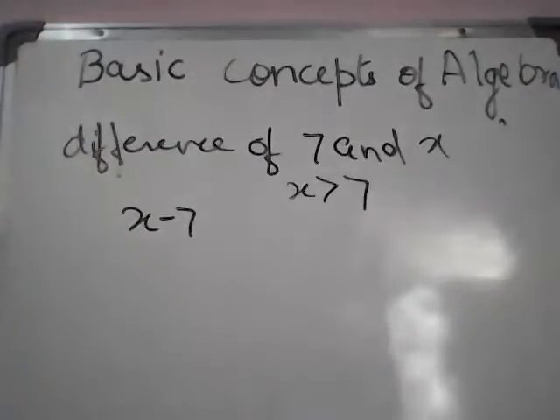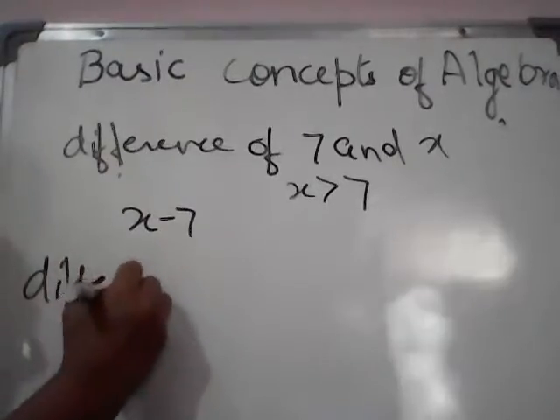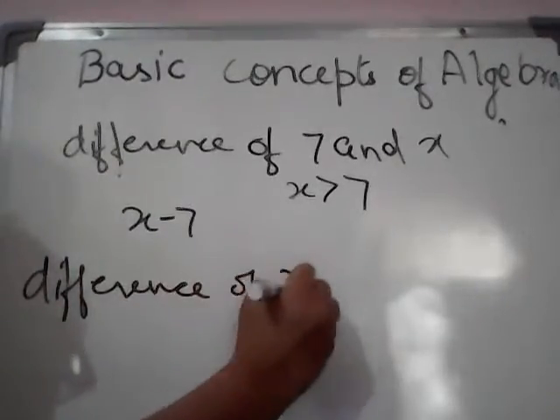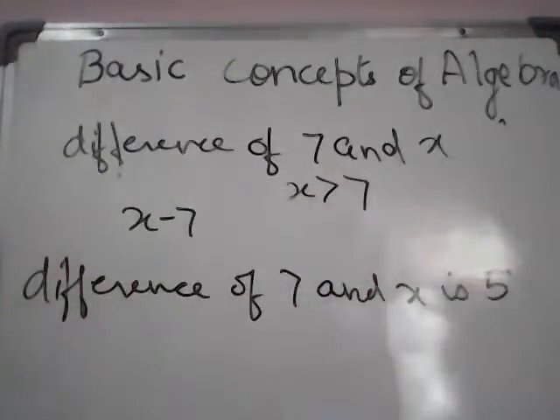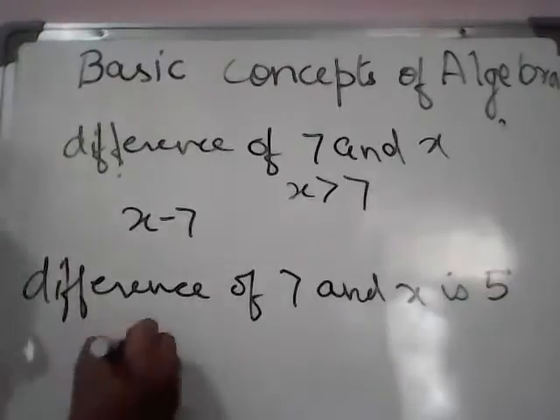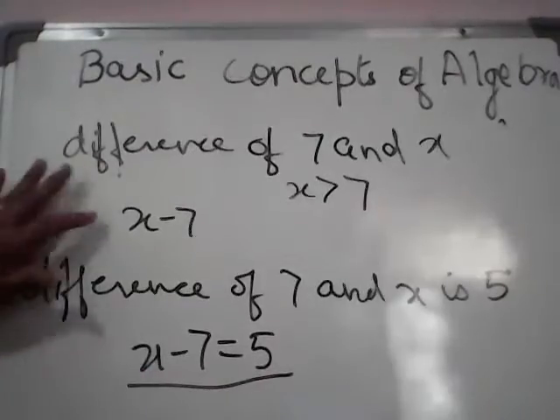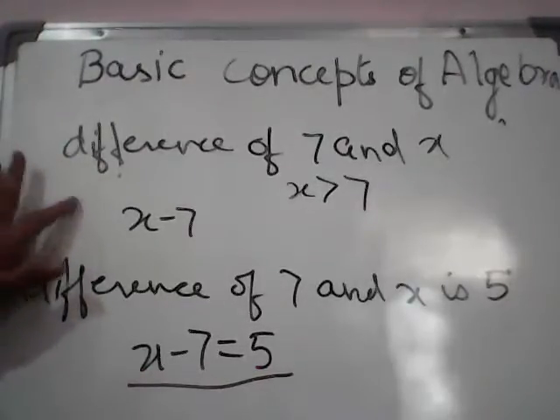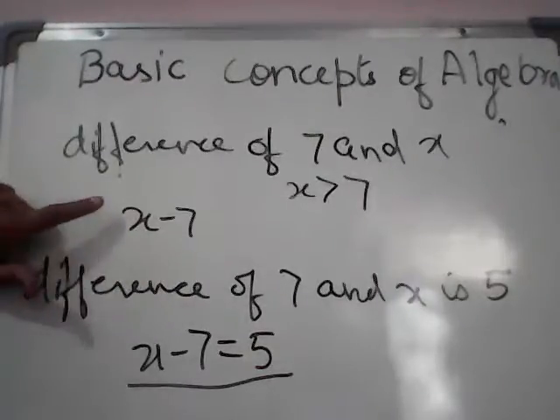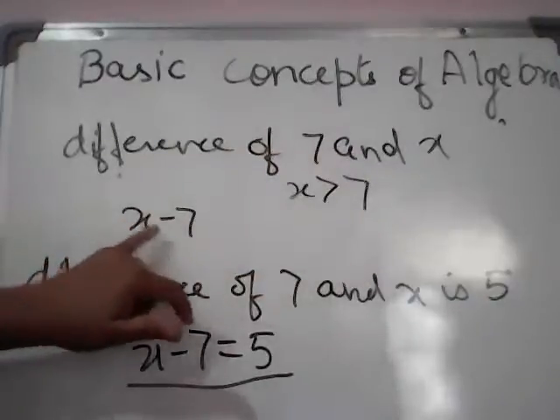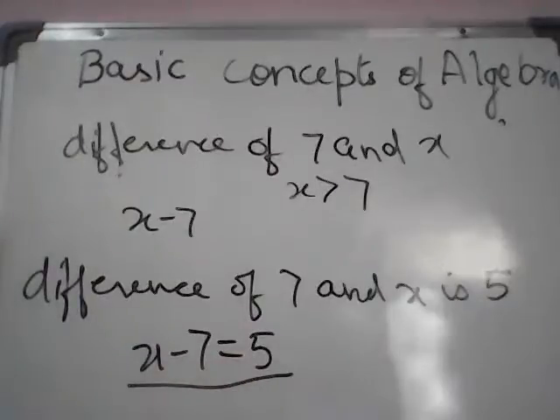And if it is given that difference of 7 and x is 5, right? If x is greater than 7, then x minus 7 is equal to 5. This becomes equation, and this is an expression. I think now it is clear to you, Kellen, that when we talk about this difference of 7 and x, this is x minus 7 is expression, and x minus 7 is equal to 5 is an equation.